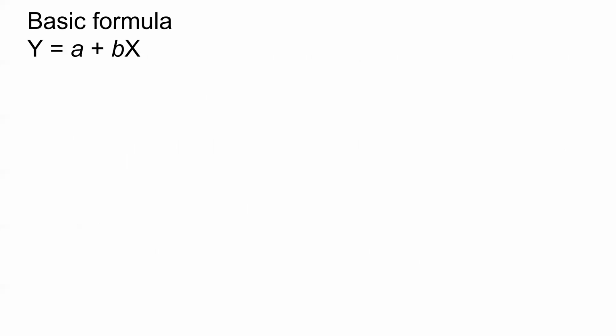The basic formula for a line and for a regression line is Y equals A plus BX. And the slope in here represents the effect that a unit change in X will have on the dependent variable.